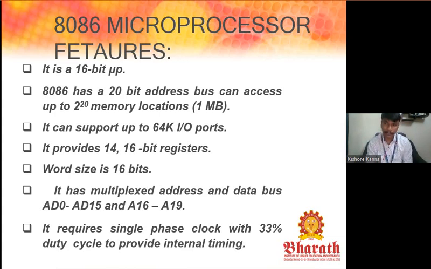A 16-bit microprocessor is quite powerful for processing the given input data to produce the output data within a specific microsecond time period. It has the ability to deliver the output within that certain time. And 8086 has a 20-bit address. I already told you it has a 20-bit address, and the main thing, it has 1 MB of memory location.